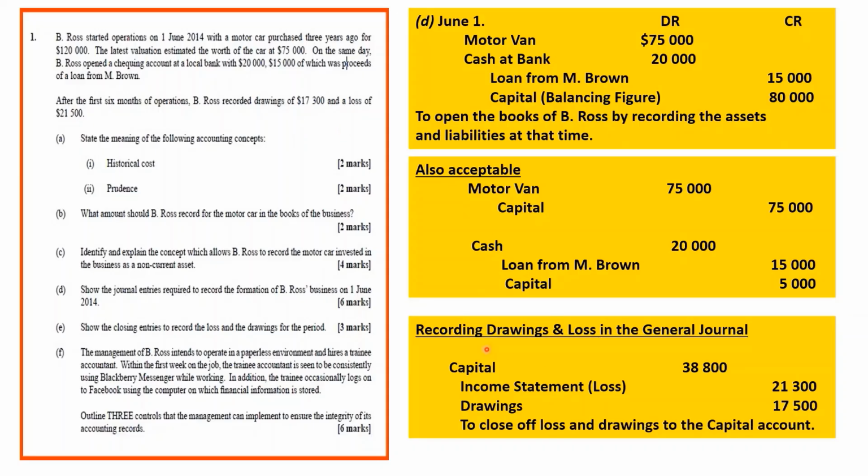Recording the drawings and the loss in the general journal. You debit the capital, this will reduce it, and both items, the loss as well as the drawings, would reduce the amount, and you close off loss and drawings to the capital account. Now this too could have been done in two parts like this. One part for the loss and one part for the drawing.